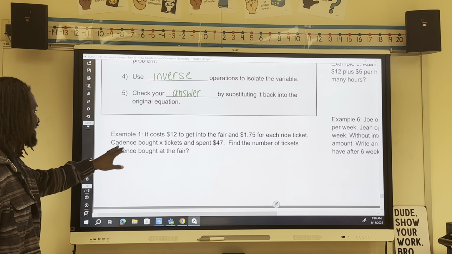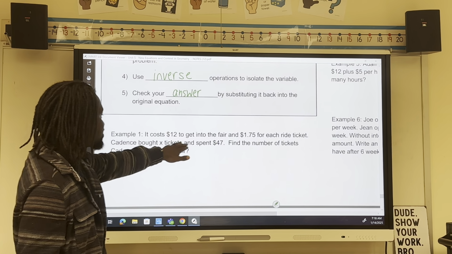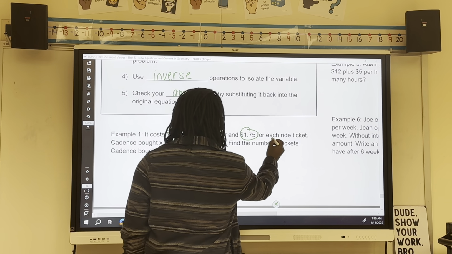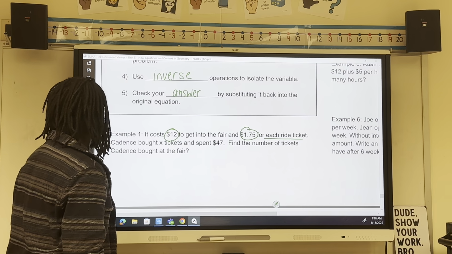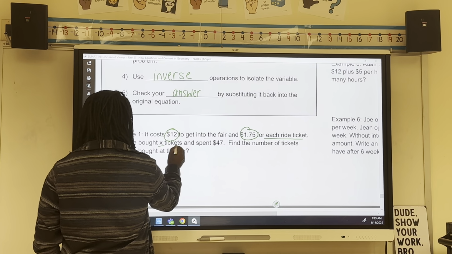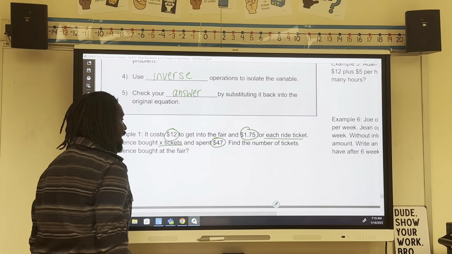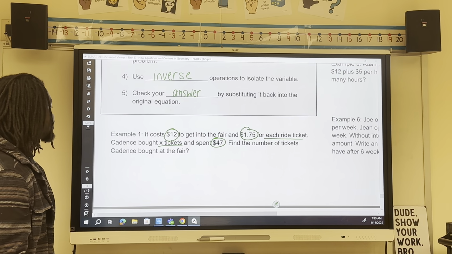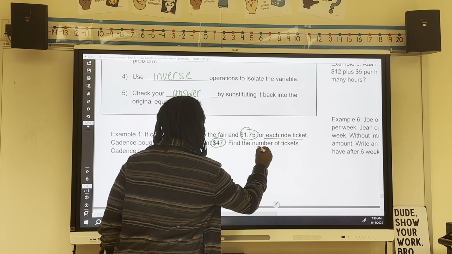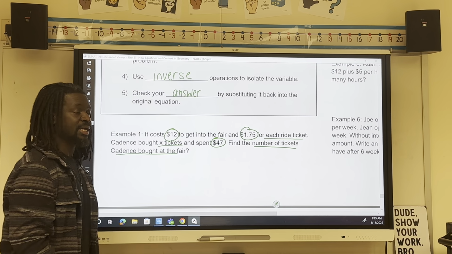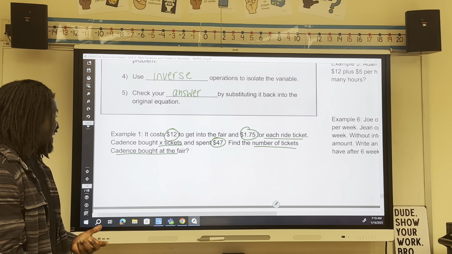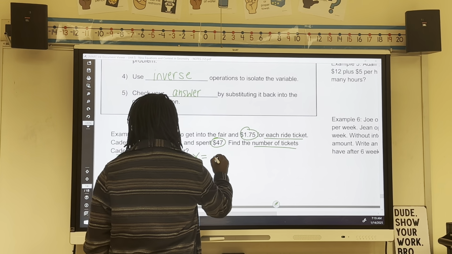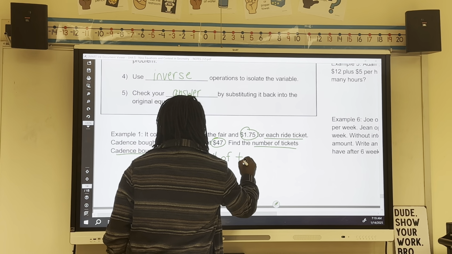This first one says it costs $12 to get into the fair, and $1.75 for each ride ticket. Cadence bought x tickets and spent $47. Find the number of tickets Cadence bought at the fair. So this is what we're looking for: the number of tickets that Cadence bought at the fair. In this problem, it actually tells us what our variable is. Our variable x is the number of tickets.